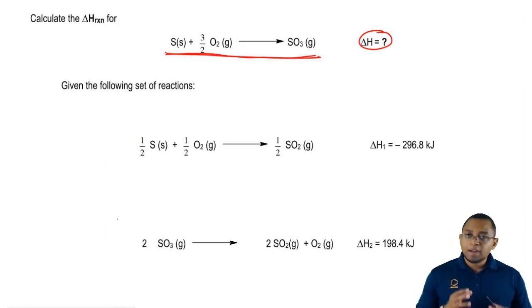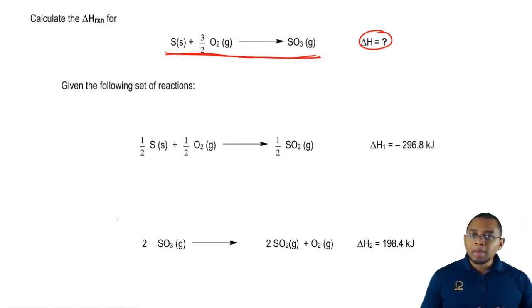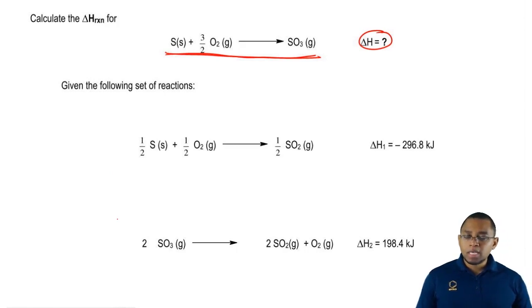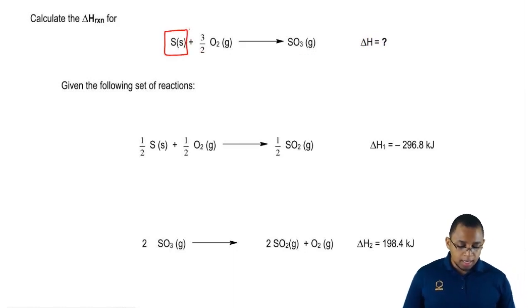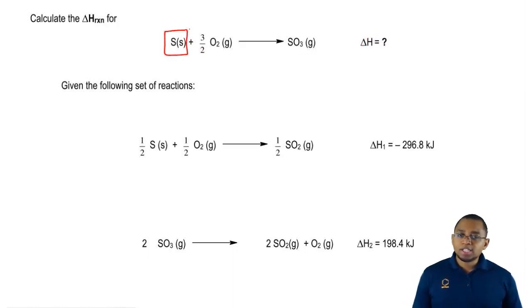Now, it seems kind of complicated, but it really is easy. All we have to do is go compound by compound and see where we find them. If things don't match up the way we see them, we have to just manipulate the equation so that they do. So let's take a look here. We're going to take a look first at sulfur solid. We look on the two bottom equations and say, where do I see sulfur solid? We're going to see sulfur solid right here and only here.